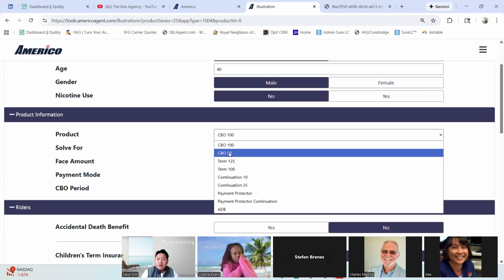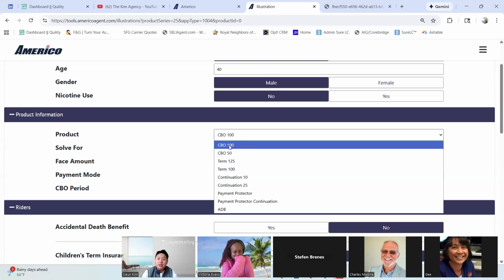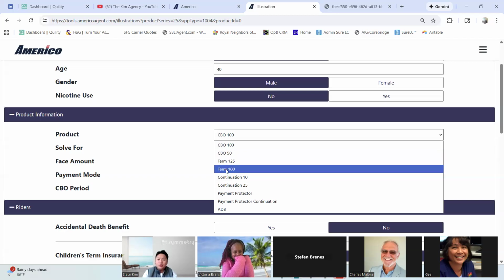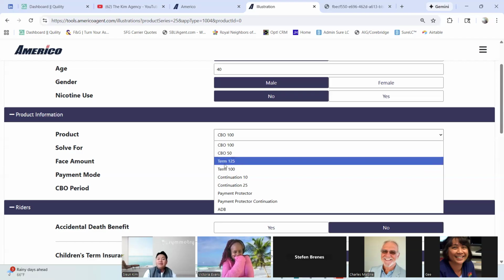CBO 50. So what is the difference between CBO 100 and CBO 50? CBO 50 is that the client, if they don't die in the next 30 years, only gets back half of their money, 50% of their money back. So I usually will never choose this one. Either the client gets all their money back or they just don't get it back at all. But they do have that option if you wanted to. But I personally will just show CBO 100 and maybe a term 100 or 125. So now let's go to the term 125.